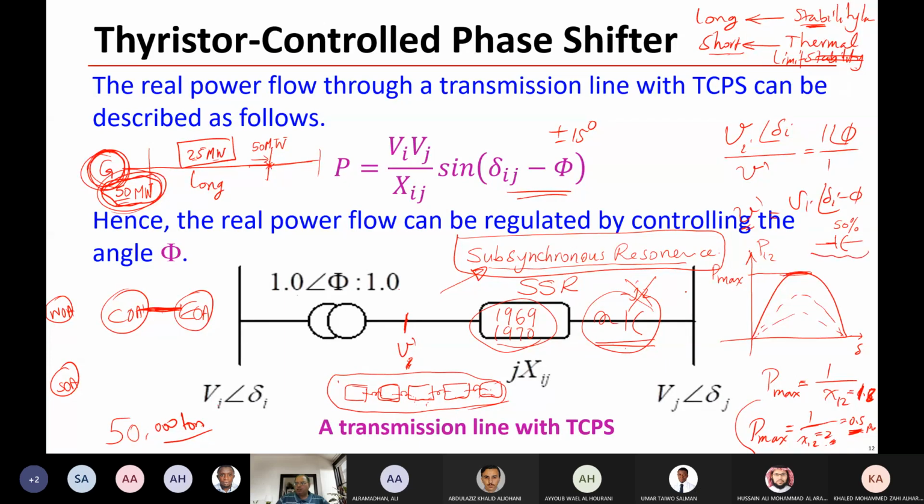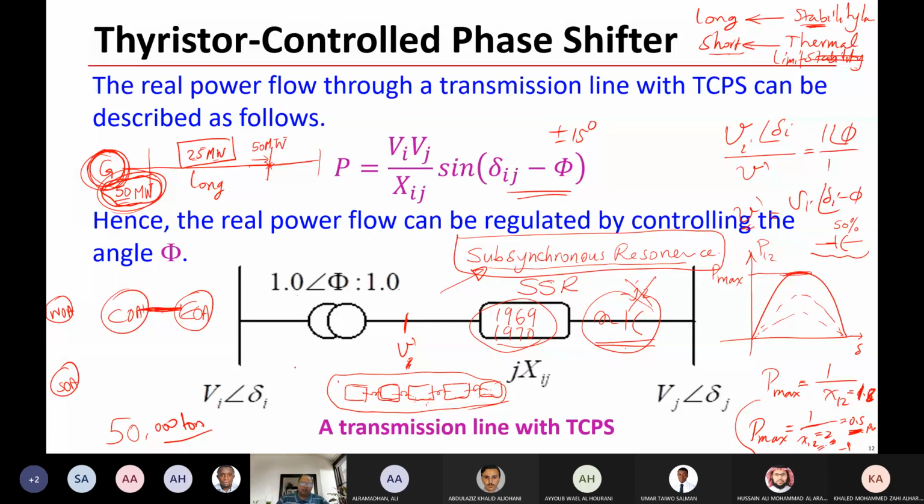And this is what we can do. We can say, typically the compensation is 50% of the transmission line reactance. So if this is 2, what we can do is -1. If this is the reactance of the line, we can add a capacitor with half of this. So if we add half of the impedance, we can double the power transfer.